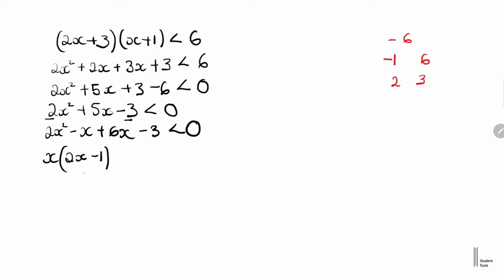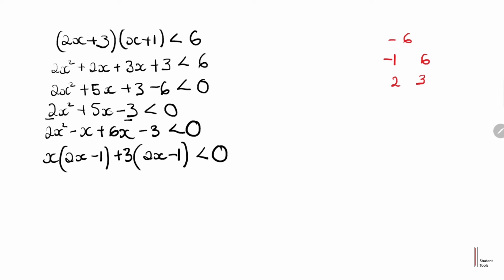We close the bracket because we grouped the first two, and the second group is the last two. With the last two terms, we have 3 as the common factor. So we'll factor it out and then we open our brackets. To get 6x, we'll have to multiply 3 with 2x. And to get negative 3, we'll have to multiply 3 with a minus 1. So we close this bracket and all this is less than 0.